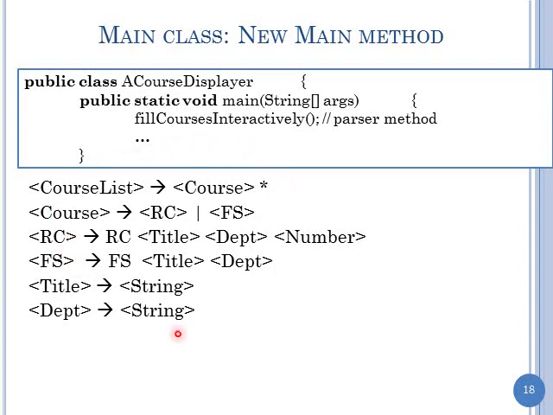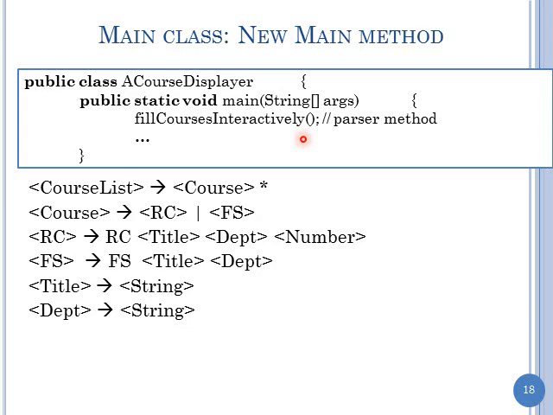And James already told us how we're going to do our parsing. We're going to look at the input. If it starts with an RC, we're going to expect certain kinds of tokens after that. If a token is FS, we're going to expect a certain number of tokens after that. So that's what we have to do.